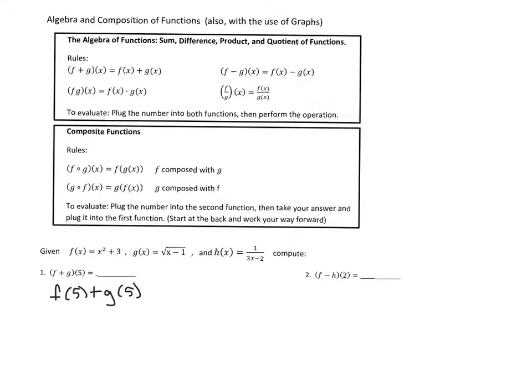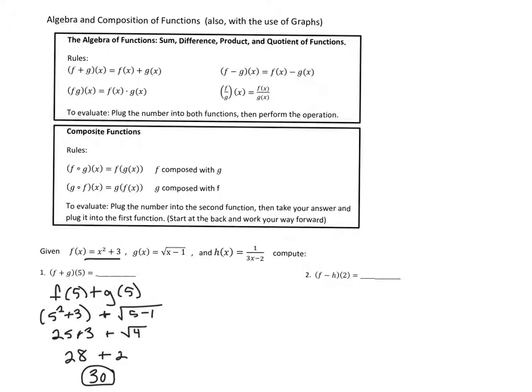First, if we plug 5 into f of x, which is x squared plus 3, we get 5 squared plus 3. 5 squared plus 3 is 25 plus 3, and that gives us 28. When we plug 5 into g, we get the square root of 5 minus 1, which is the square root of 4, and we know that the square root of 4 is 2. Therefore, 28 plus 2 is 30.